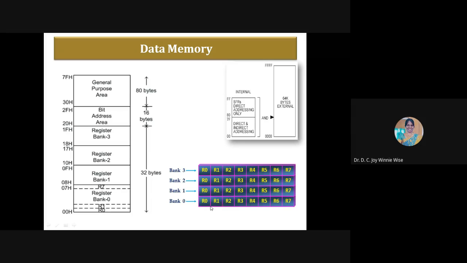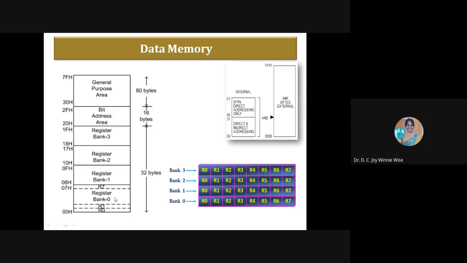Next very important one is that by default bank 0 will be selected. Suppose if we want to select bank 1 or bank 2 or bank 3, then this must be set in the PSW register, the program status word register. I have explained it earlier itself.